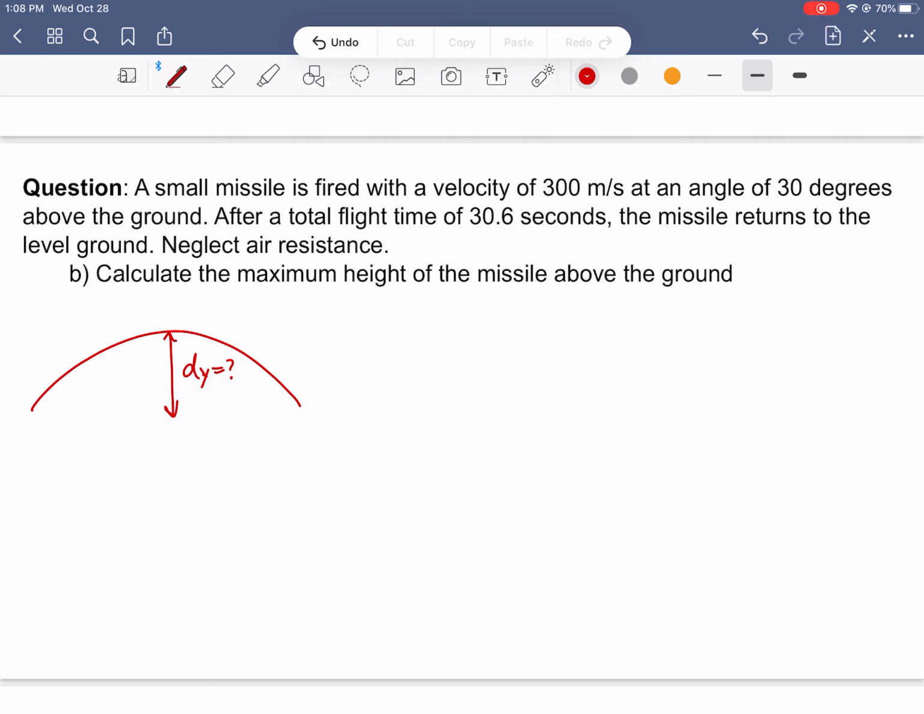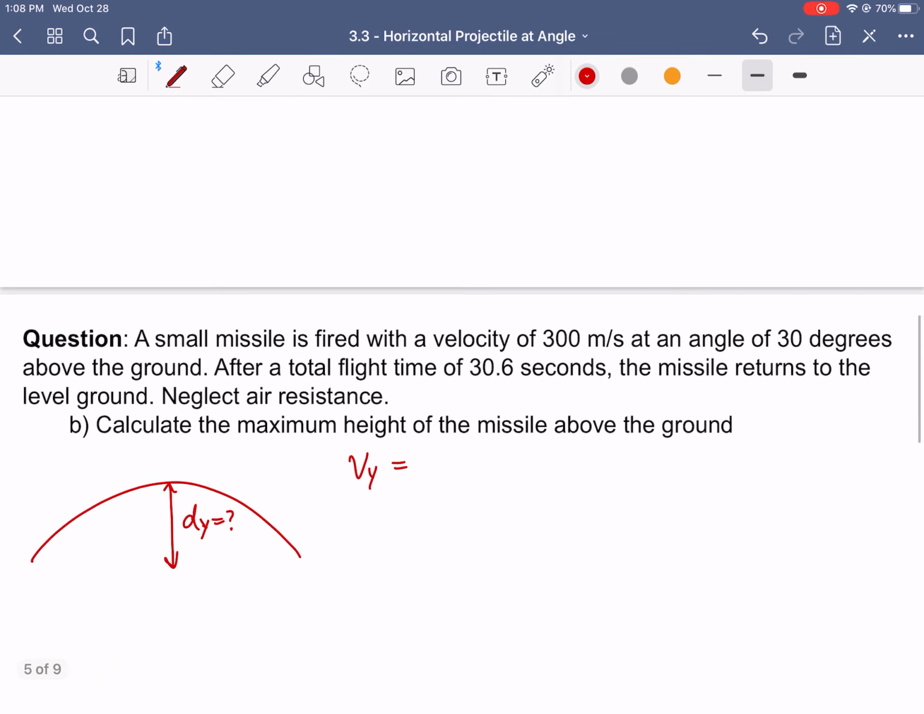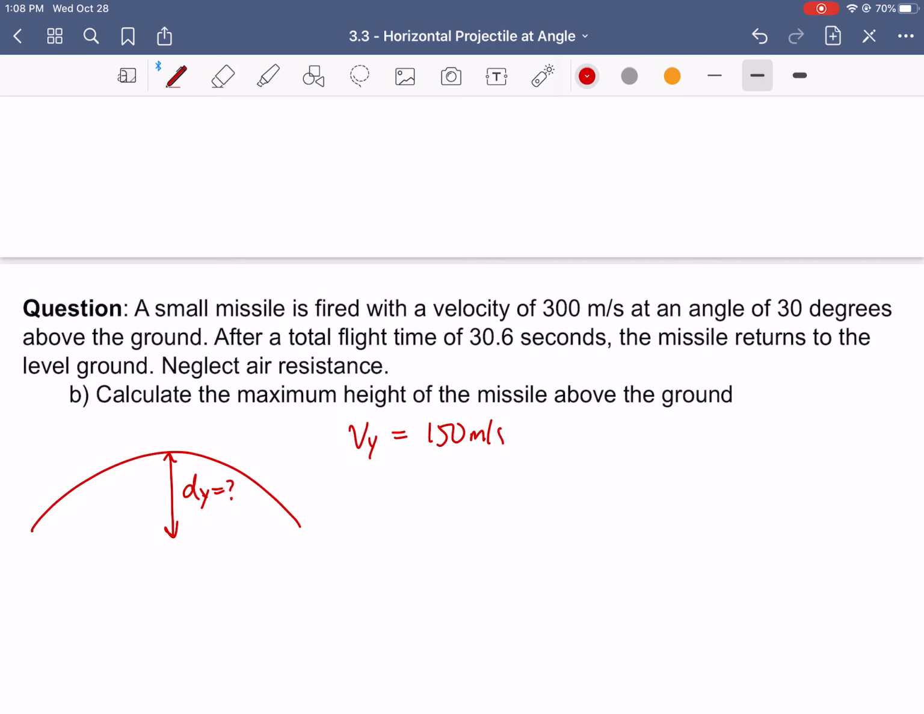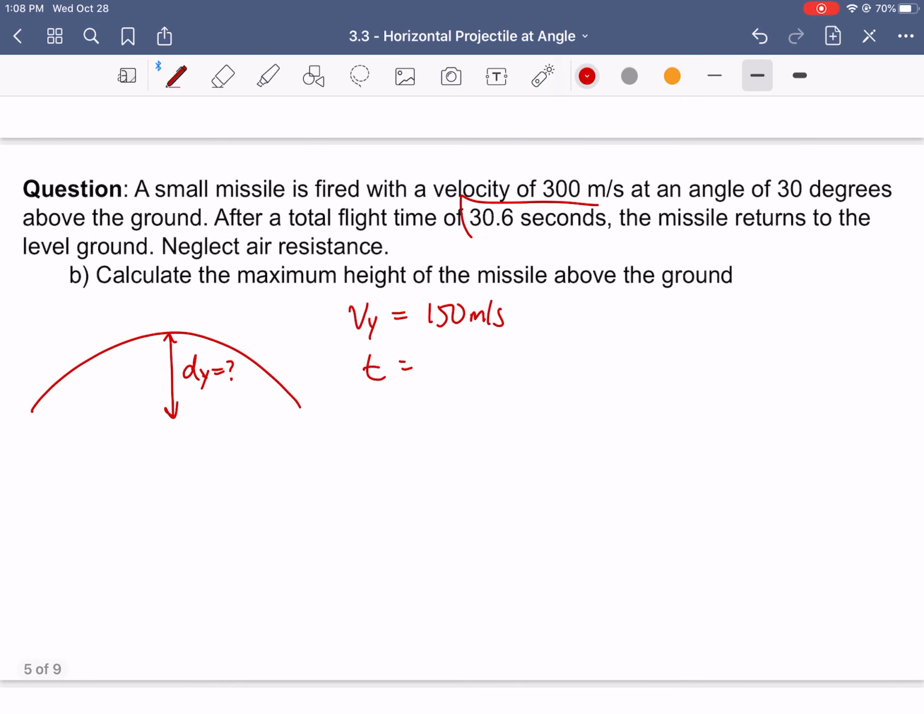Okay, so in this case, I know that Vy initially was, from the first problem, 150 meters per second. And time, we know from the problem that it took 30.6 seconds in total. However, in order for this to be halfway there, I have to divide it by 2. And this is 15.3 seconds. That's the time.